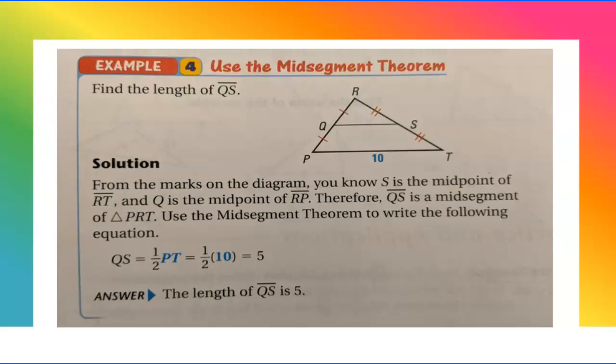So it says find the length of QS. They want to know this length here. They've given us very important information. We know that RQ is equal to QP, and RS is equal to ST. So then we know that this is the midpoint. We also know that it makes it half of PT, the one that it's parallel to. So we can set up a little formula here. QS equals 1/2 of PT, this guy right here, or 1/2 of 10, which is 5. That means that QS is 5.